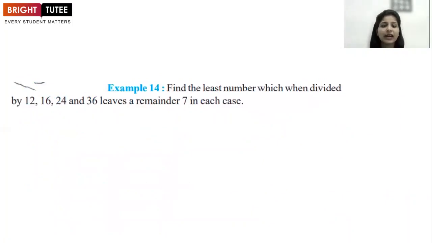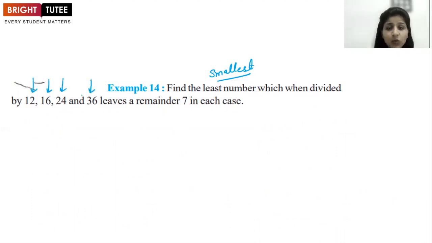Okay. So here we have to find the least number. Least means the smallest number, students. The smallest number we have to find out, which when divided by 12, 16, 24, 36, what does that number do? It leaves 7 as the remainder in each case. So let us find one number which is smallest and exactly divisible by all of these.